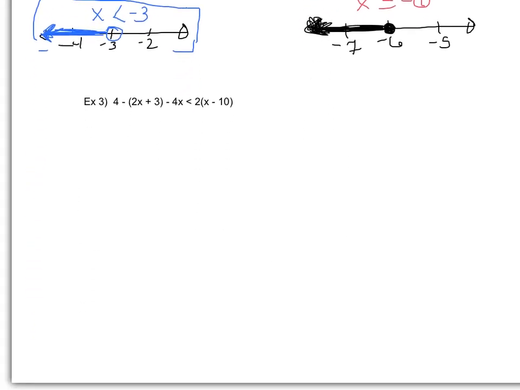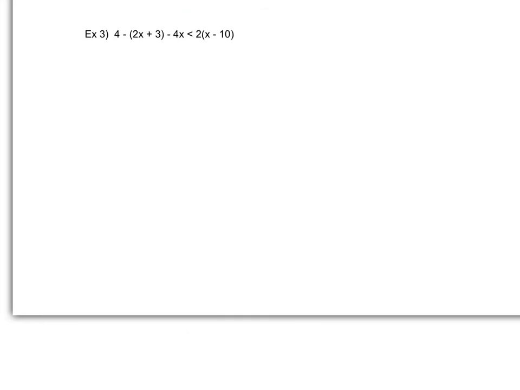Looking at my third and final example, I can't see my steps anymore, but hopefully you have them on either a notes template or written in your notes. First thing I'm going to do is check to see, can I distribute? And I see that I can distribute a minus sign in on the left, and I can distribute a 2 in on the right. So my 4 drops down, minus 2x, minus 3, minus 4x after the minus sign distributes in, less than 2x, minus 20.